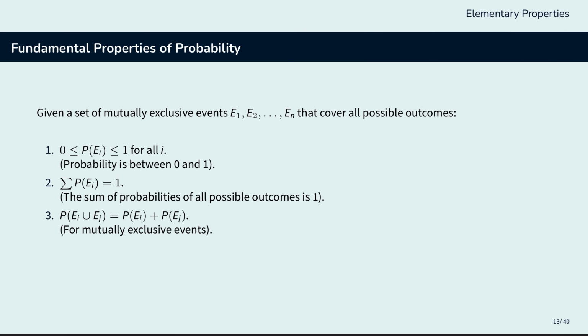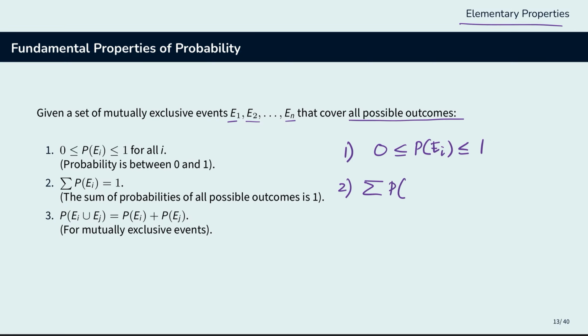Now let's go into some of the elementary properties of probability. These are what we call the fundamental properties of probability. Given a set of mutually exclusive events, E1, E2, and so on, En, that cover all possible outcomes, the first one to remember is that the probability of any event always lies between 0 and 1, including 0 and 1. Probability is always between 0 and 1. Second, the sum of probabilities of all possible outcomes is always equal to 1.